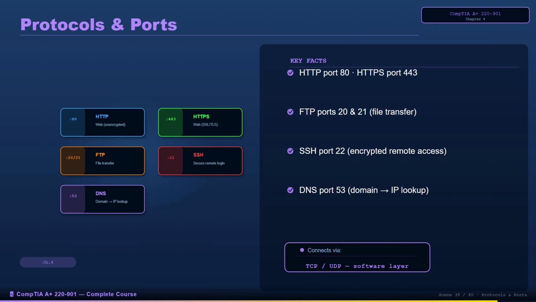DNS runs on port 53 and translates human readable domain names like google.com into numeric IP addresses that routers can use. Memorizing these port numbers is essential for the CompTIA A+ exam and for daily network troubleshooting work.